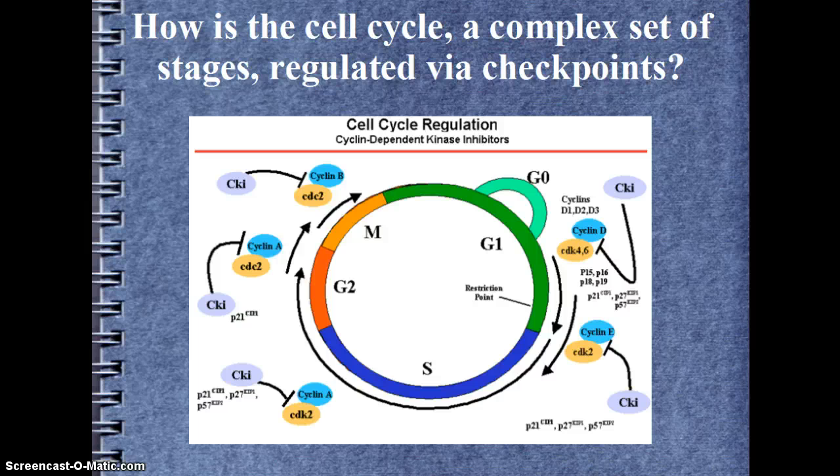How is the cell cycle, a complex set of stages, regulated via checkpoint? The cell cycle is controlled by a control system. By both internal and external signals, the cycle is regulated at certain checkpoints where stop and go signals regulate.